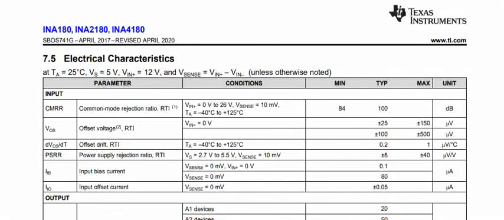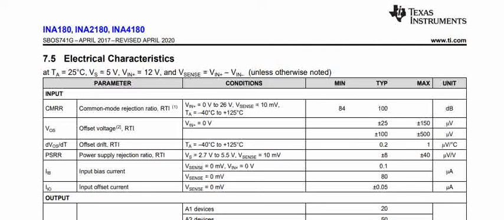Hello all. While we select a component, we do consider the requirements for our product and then select a component based on its specifications, right? Like for example, if we talk of an op amp, that's what we are showing here. This is a current sense amplifier.